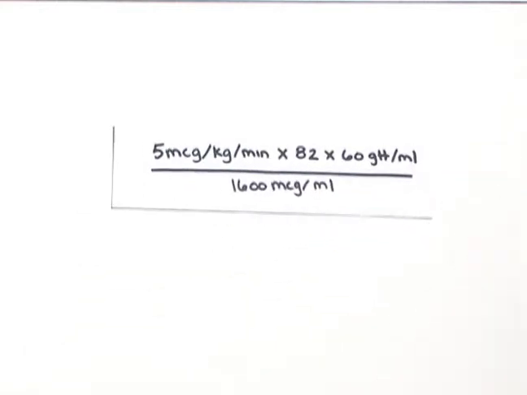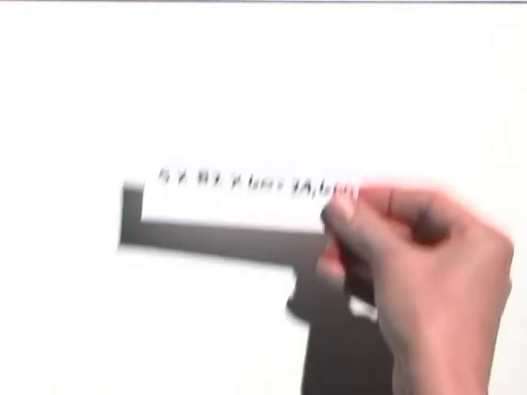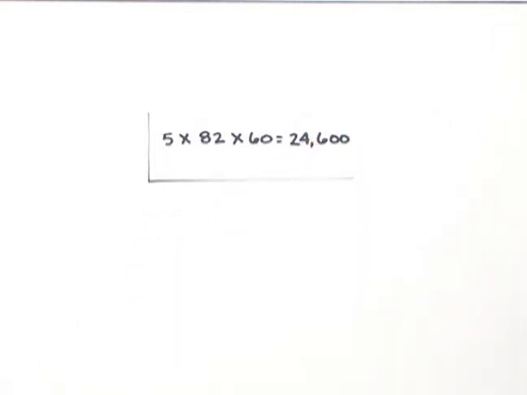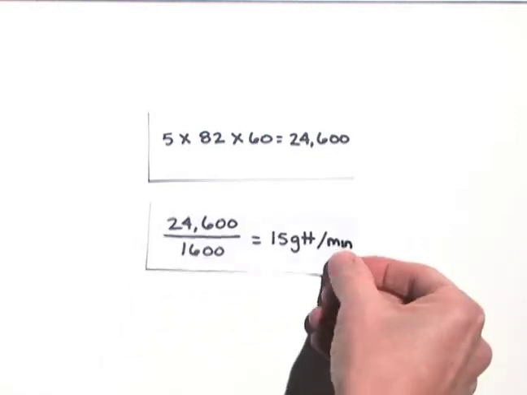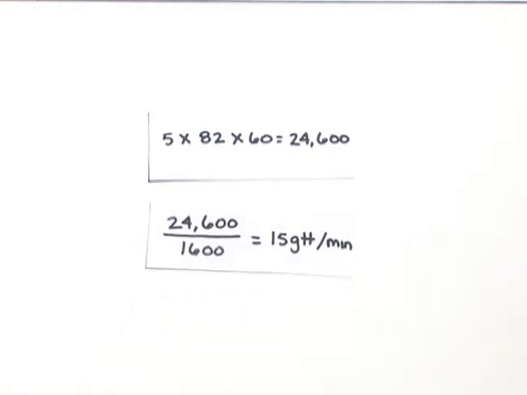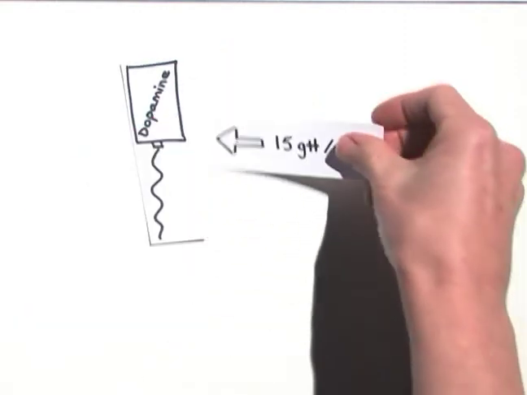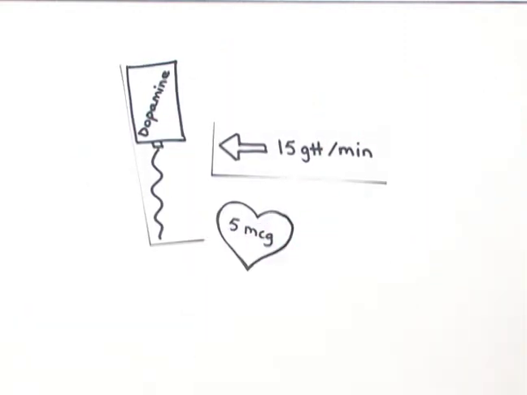So let's plug these numbers into the equation. The dose is 5, the weight is 82, and the drop factor is 60. And finally, the concentration is 1,600. Multiply 5 times 82 times 60 to get 24,600. Divide 24,600 by 1,600 and you will get 15. So you're going to set the drip rate at 15 drops per minute in order to give your patient a dopamine dose of 5 micrograms per kilogram per minute.